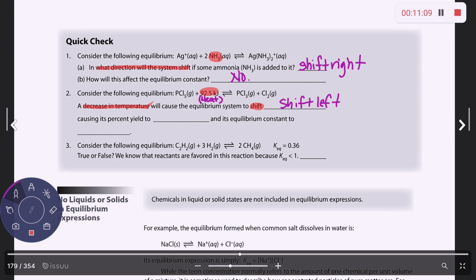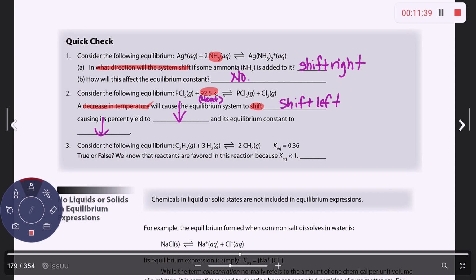Okay. What will happen to the percent yield? Decreases. What happens to the equilibrium constant? Goes up. It goes where? If I decrease the temperature, aren't I decreasing the concentration of product, because I shift left? So my equilibrium constant has to go down.